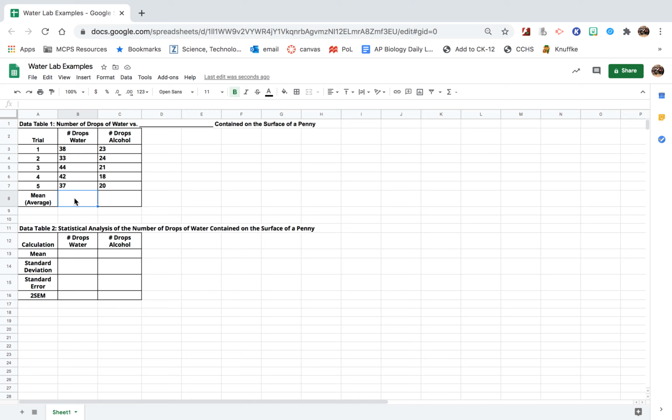So, first things first, you want to actually do the trials, 5 trials for water and 5 for some other experimental treatment. I did alcohol, but feel free to do oil. I was interested in soapy water. I might try that one too. Salt water, Gatorade, orange juice, chocolate milk, whatever it is you might have that you could use.